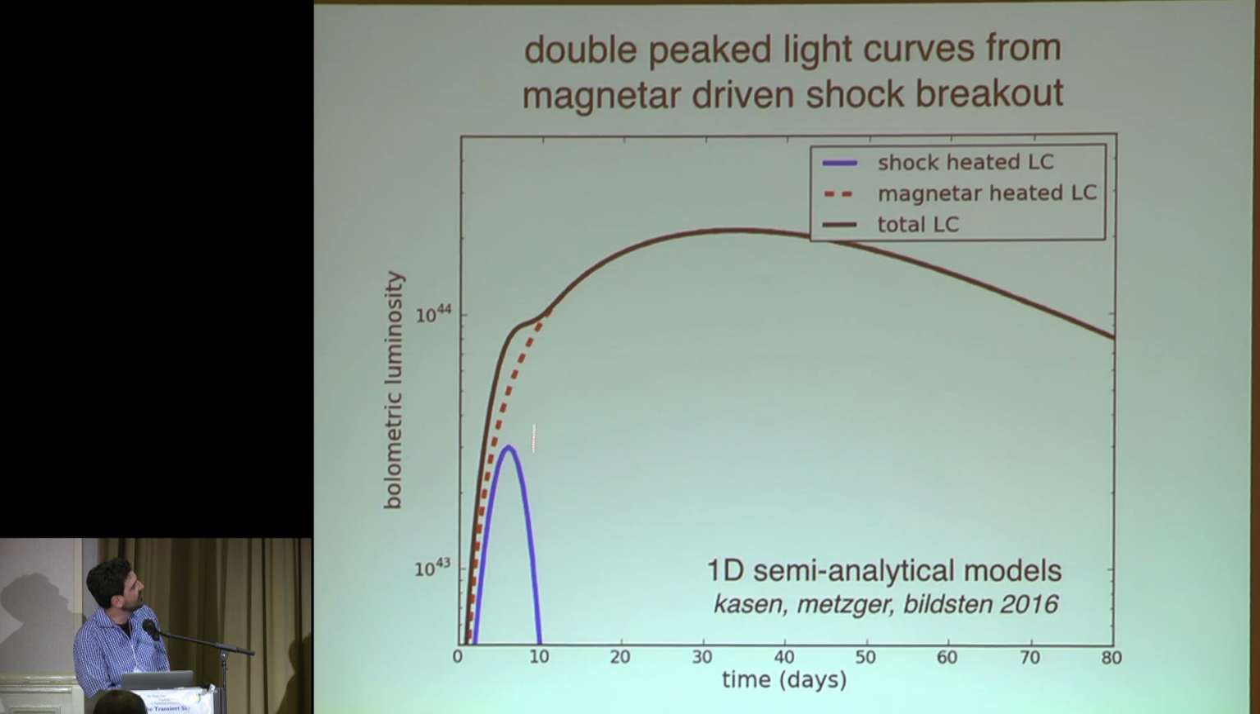You get something that looks something like this. Here's the breakout burst, here's the regular light curve, and you get sort of this double peak structure. In this example, the double peakness is not that prominent. There may be a few effects that help distinguish the double peak. One is that it's likely that at early times the magnetar energy is not thermalized effectively, and so you don't get much heating, which would delay this main light curve.